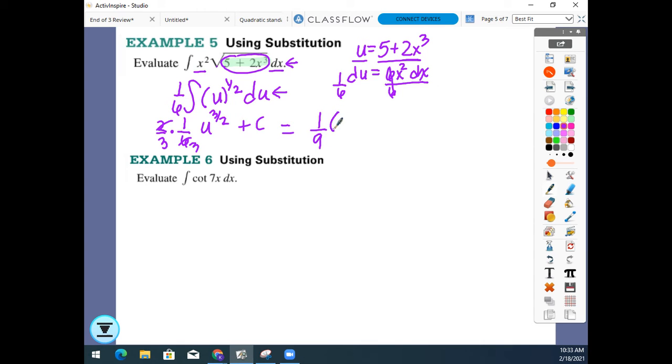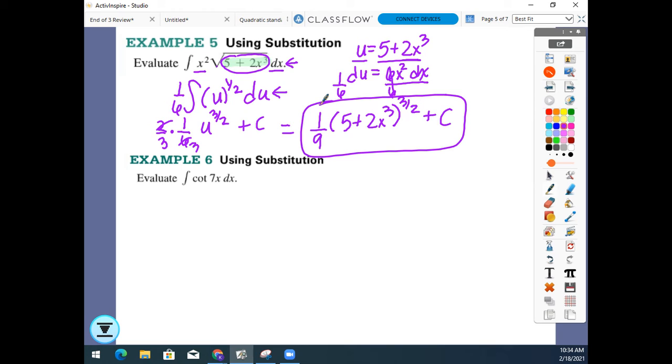Now I'm going to take the u out and substitute the 5 plus 2x to the third back. Everything else stays the same. And don't forget your plus c. Everything on here so far has been an indefinite integral, without the values.